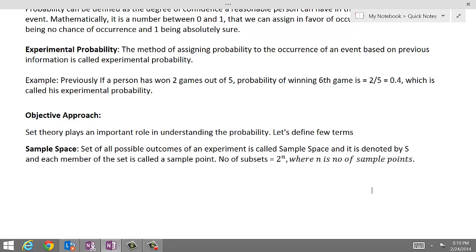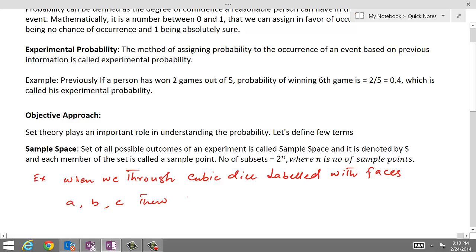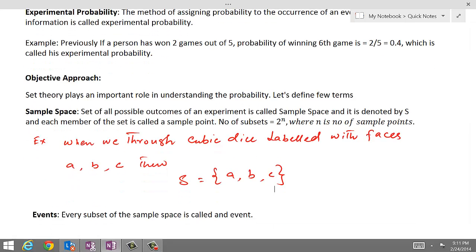For example, when we throw a cubic dice labeled with faces A, B, and C, then what is the sample space? Sample space S would be equal to {A, B, C}. These are all the 3 possible outcomes. So we list all the possible outcomes of this experiment, separate them with a comma, and enclose them with a pair of brackets and name it as S. This is called sample space.